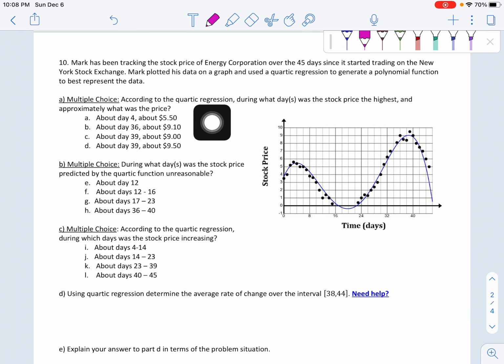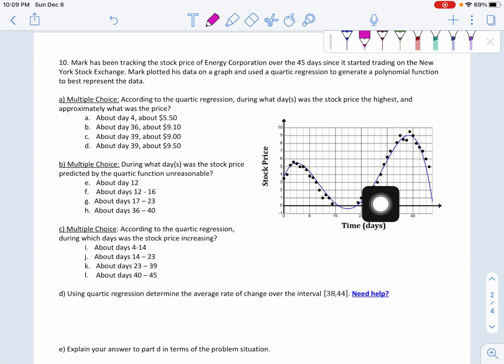The little dots are his actual data points. So when it says for part A, according to the quartic regression, that's the actual curve here. All right. During what days was the stock price the highest, and approximately what was the price? Well, if we start going through our answers here, we can look at this and absolutely say, well, day 4 is right around here. And yeah, that's a high point, but this is higher.